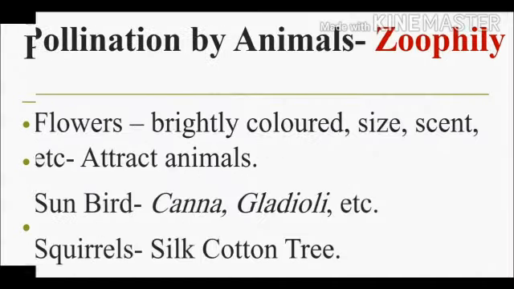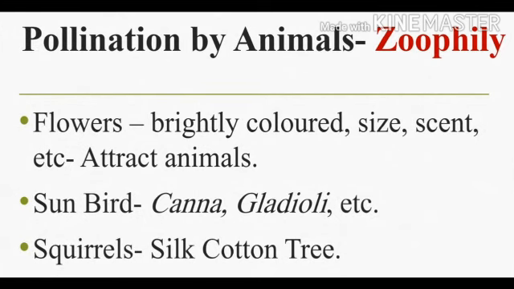Then next is the pollination by animals. If the pollination is done by animals, it is known as zoophily. Here the flowers are brightly colored, and the size and the scent are also nice for attracting the animals. The sunbird helps in the pollination of plants like canna and gladioli. And the squirrel helps in the pollination of the silk cotton tree. So these are all the agents which are involved in pollination.